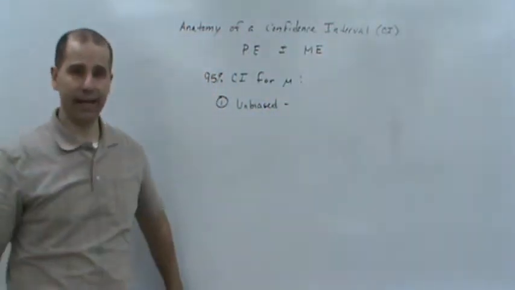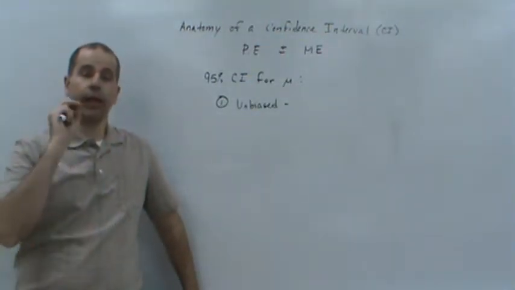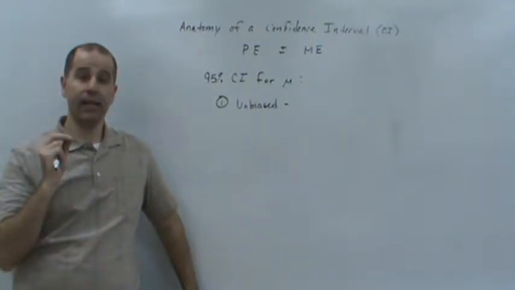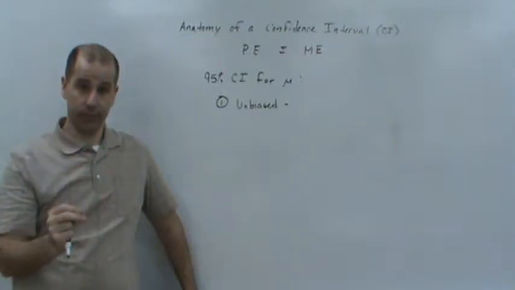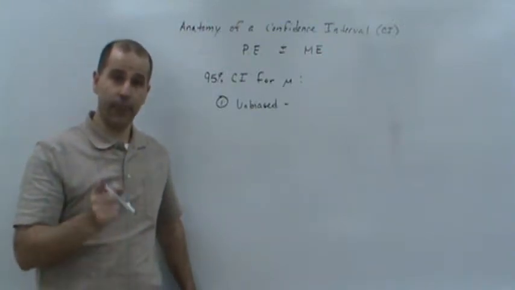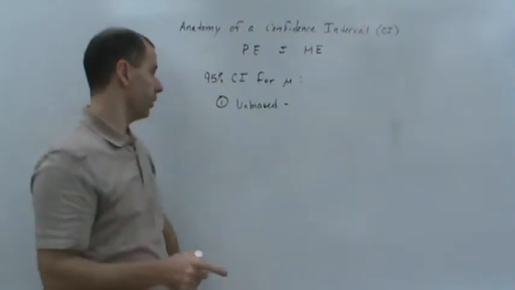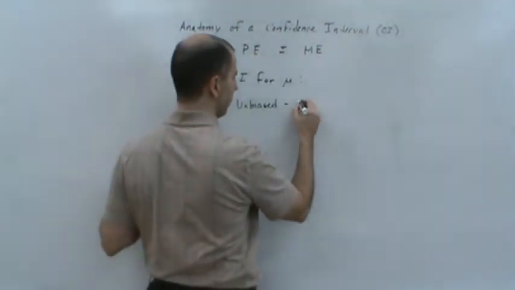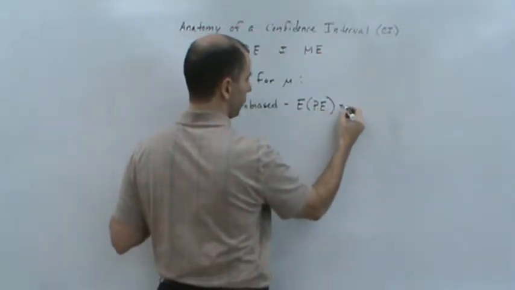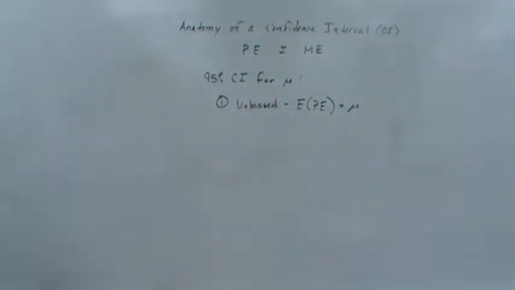So what does unbiased mean? Unbiased means that if we take the expected value for the sample statistic, whatever our estimate is, so if we take the expected value of the point estimate, it should be equal to the parameter. In this case, we want the expected value of whatever our point estimate is to equal mu. And in that case, it'll be unbiased.